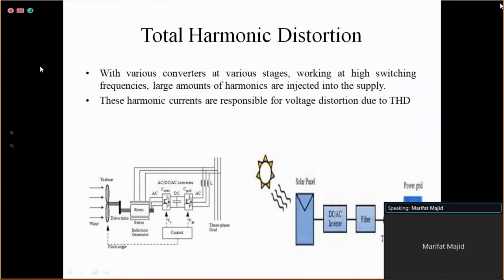Another important power quality issue is total harmonic distortion. We know that various converters are used at various stages in both wind energy systems and photovoltaic systems, which are working at high switching frequencies. So what happens is large amounts of harmonics are injected into the supply, and these harmonic currents are responsible for voltage distortion in the grid supply, and that leads to greater power quality issues.